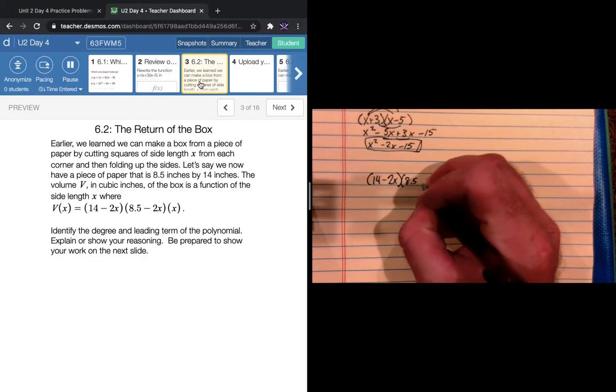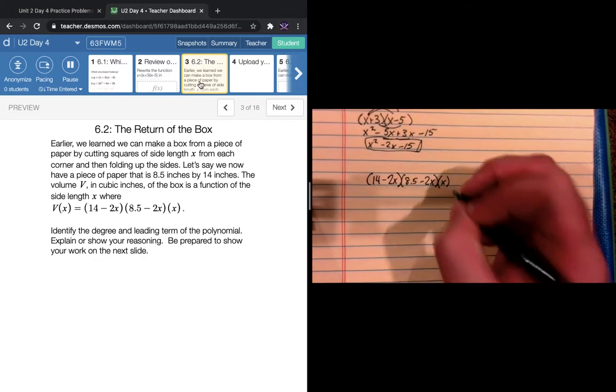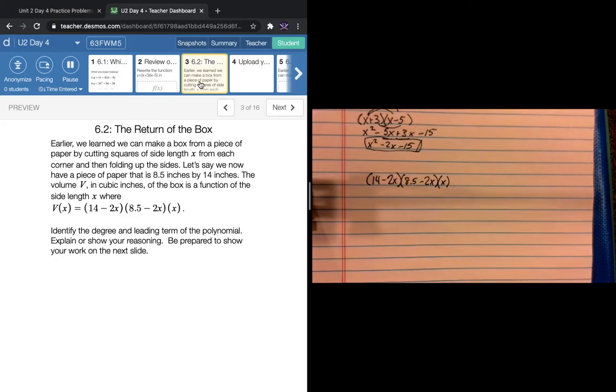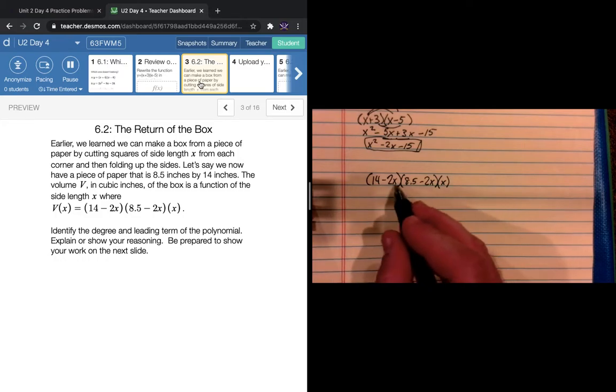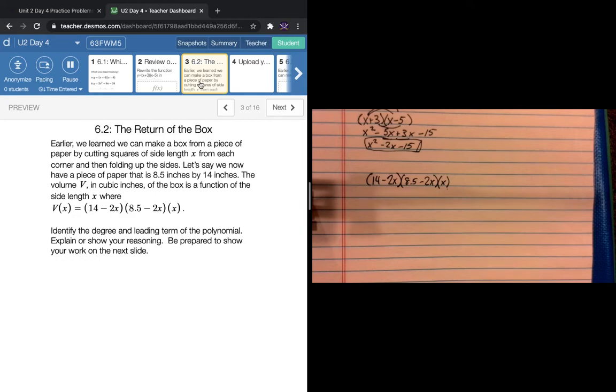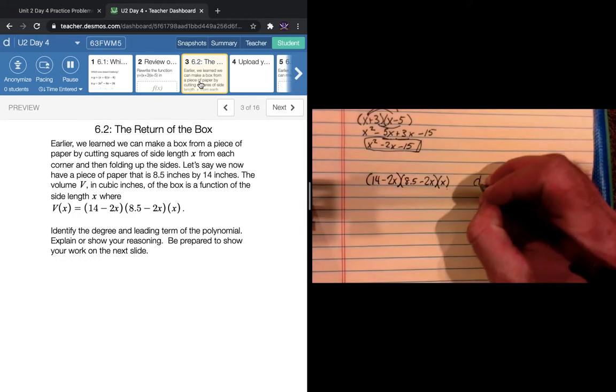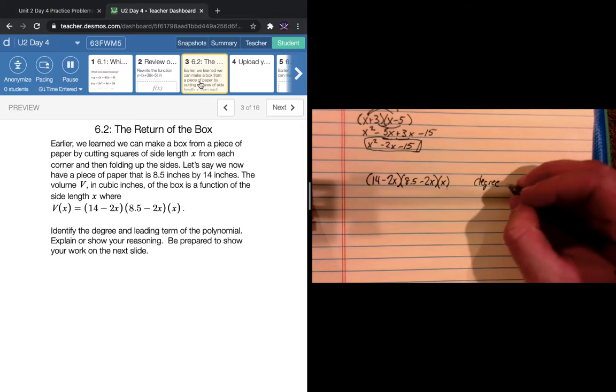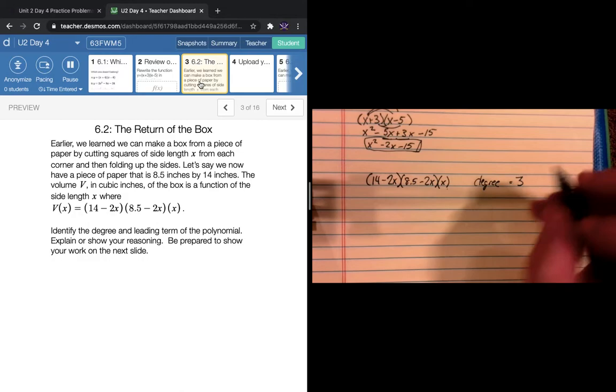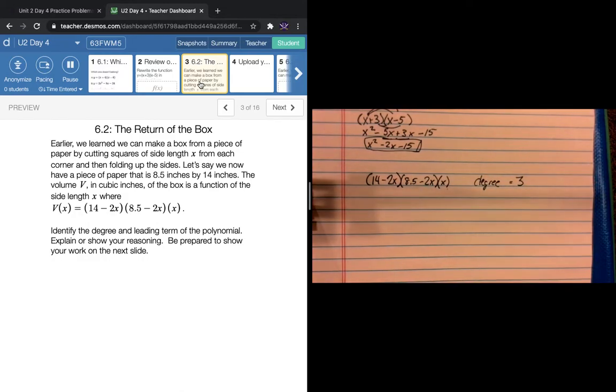8.5 minus 2x, and just x. So a couple of things. We know that the degree would be 3 because I have my three factors with x. We multiply those together, and my degree is 3, because if I multiplied this out, that's as high as it would go.